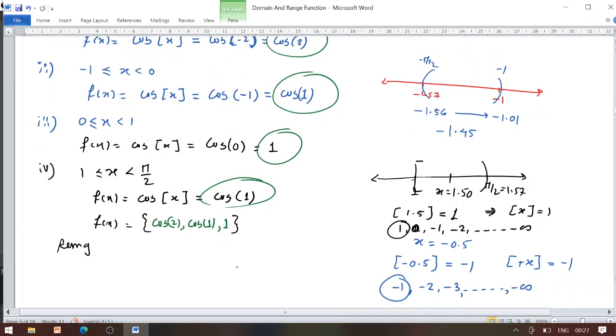So the range of the given function f is of the form cos of 2, cos of 1 and 1. That means whatever value belongs to your domain, the domain of the given function f being the open interval minus pi by 2 to plus pi by 2, whatever be the value of x in between minus pi by 2 to plus pi by 2, the value of f of x, or y, should be among cos 2, cos of 1 or 1.